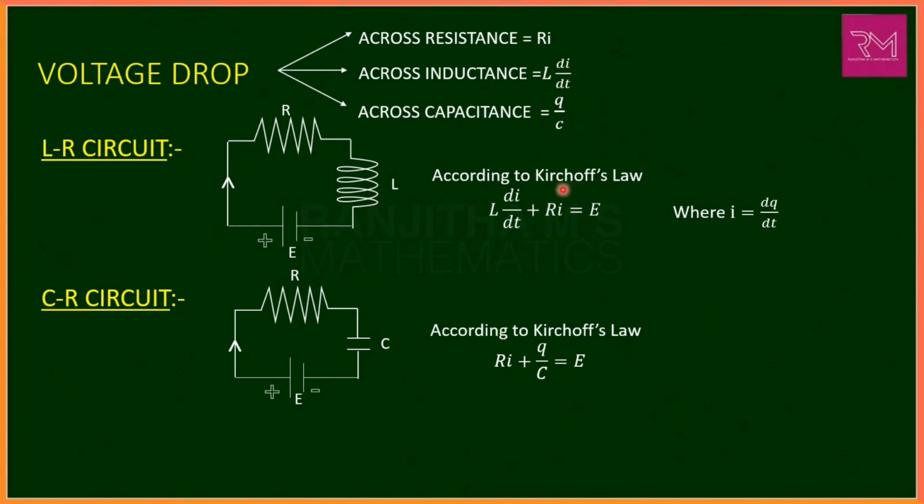Also we have to remember Kirchhoff's law. That means Kirchhoff's law says that the algebraic sum of the voltage drops across any closed circuit is equal to the resultant EMF in a circuit. Here the differential equation of the LR circuit is L into di by dt plus Ri, which is equal to E, and the differential equation of the CR circuit is Ri plus Q by C, which is equal to E, where I is equal to dq by dt. These are all the important formulas you have to remember to solve problems.